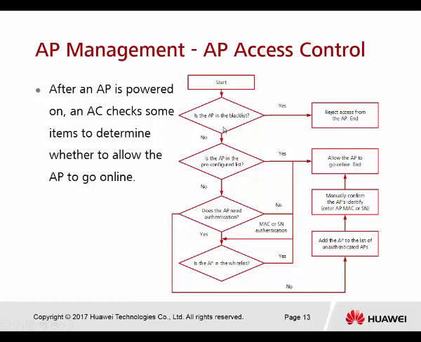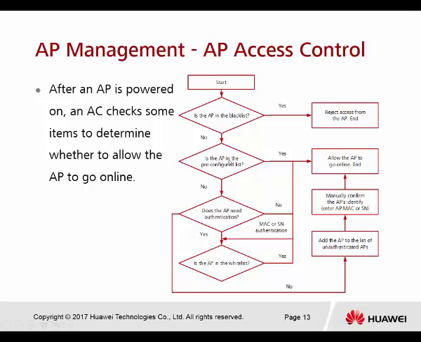If you never configure any blacklist, you go down here. Is the AP in the pre-configure list? So did we configure anything for this AP? Did we do any authentication, or do any registration on the controller? If yes, then the AP can straight away go online, because this is the authorized AP.